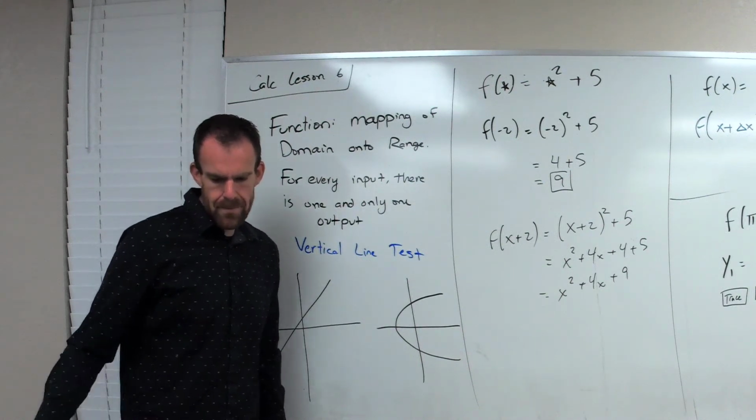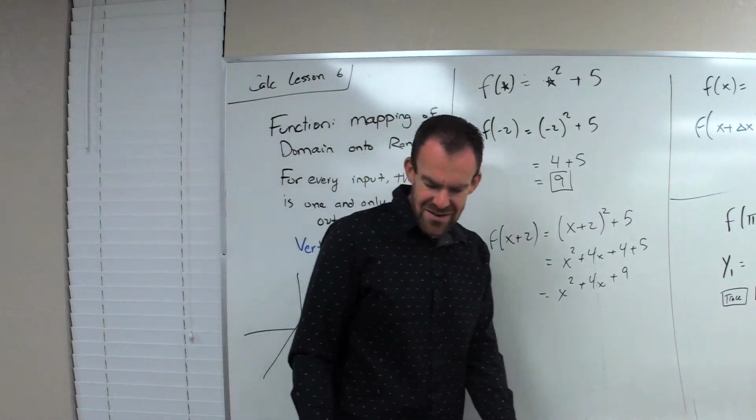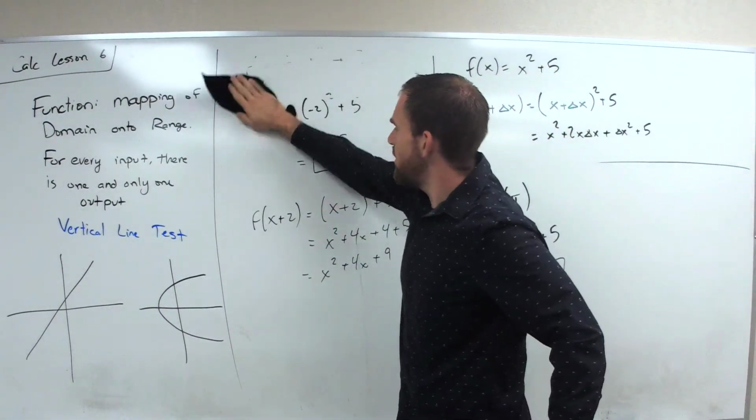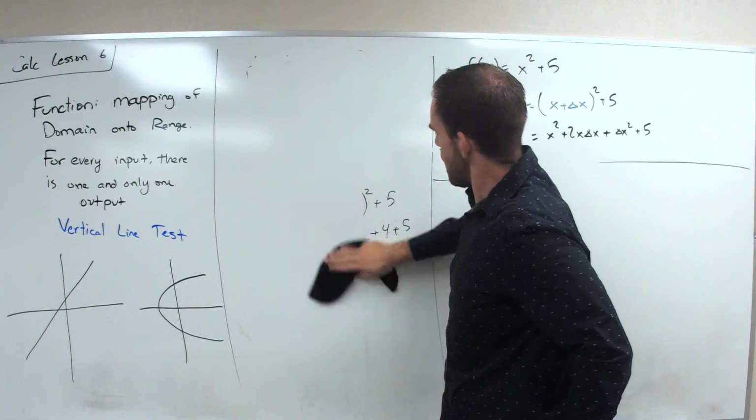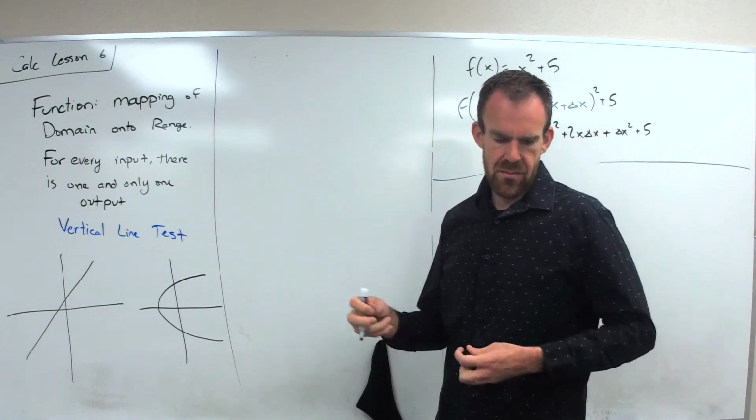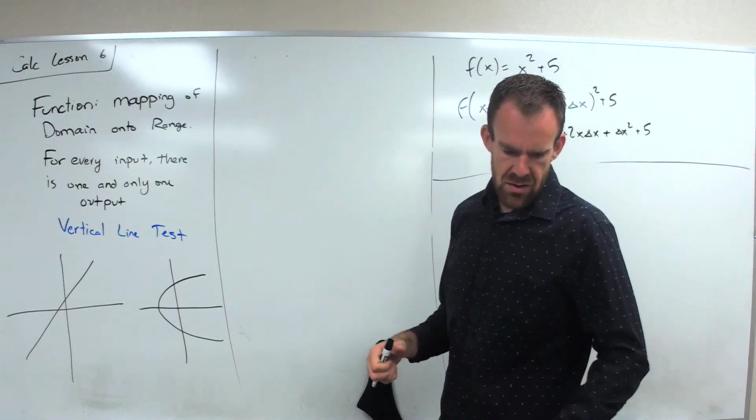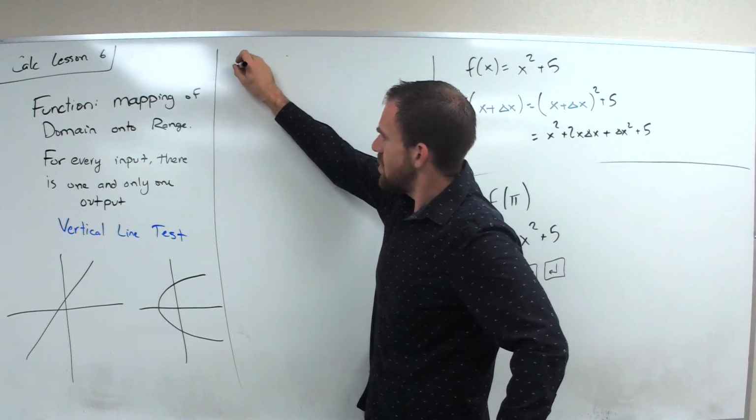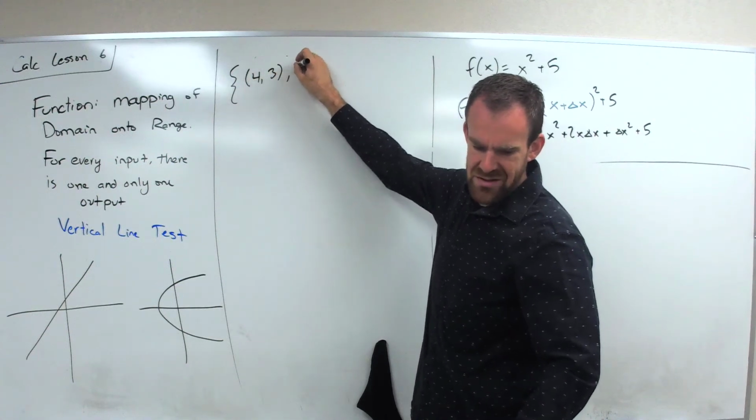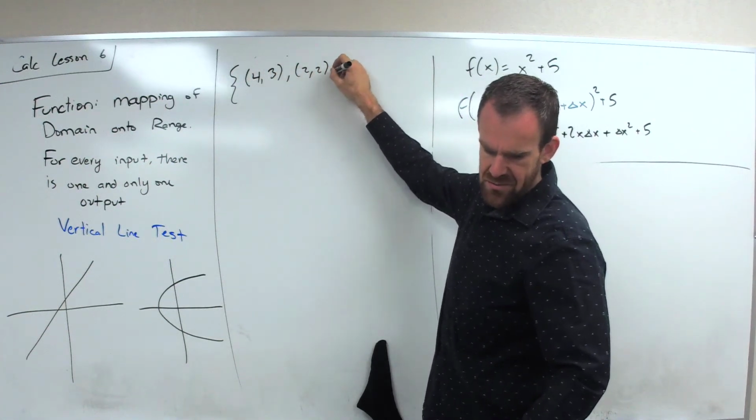Okay. They're also going to give you sets of numbers or ordered pairs and ask you if those are functions. So let's do an example. Let's do one like this. So these are ordered pairs or points that would be on your function.